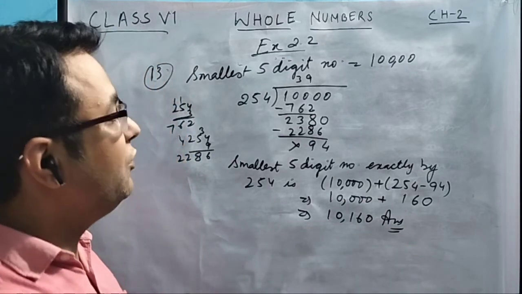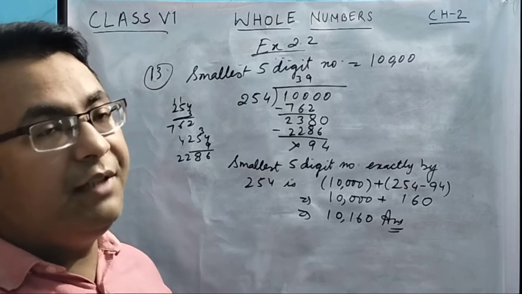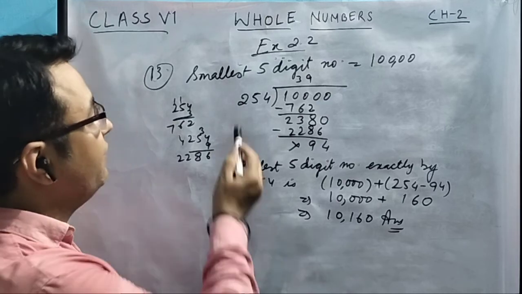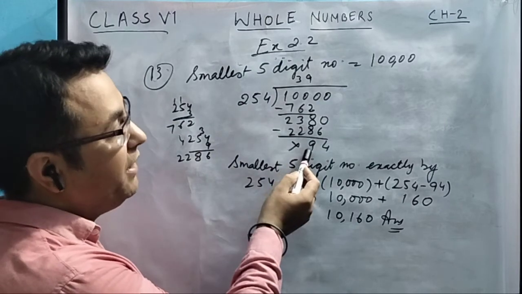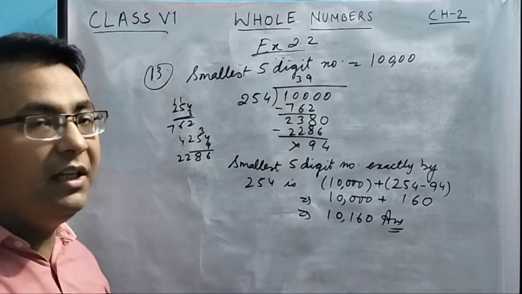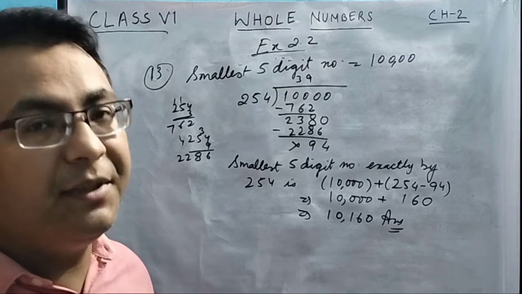exactly divisible by 254. So remember, whenever we have to find the smallest number, we first find the difference of the quotient and remainder, and then we add it to the given number. Okay, but when we have to find the largest number, we simply subtract the remainder.